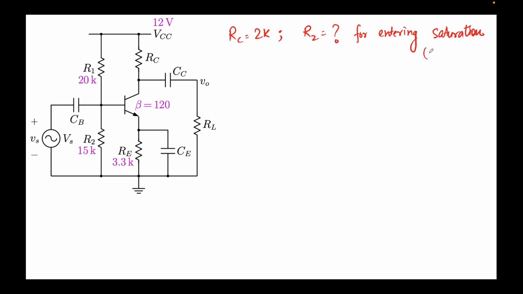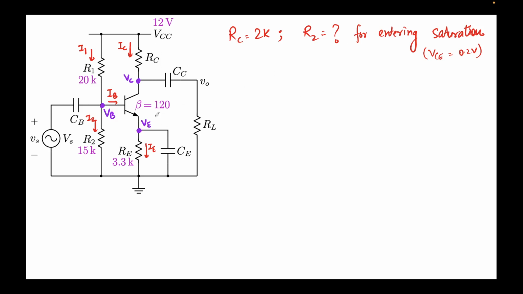Okay, so we know that RC is 2K, and we require R2 for entering saturation. That means we can say that VCE should be equal to 0.2. We are just interested in the boundary condition: at what value of R2 will we enter the saturation. These are the corresponding currents that we have, and these are the node voltages. Now as before, RC is fixed, RE is fixed, and VCE is also fixed.